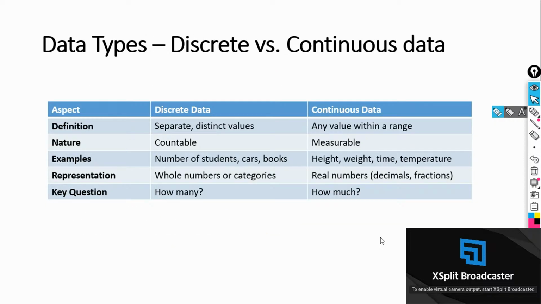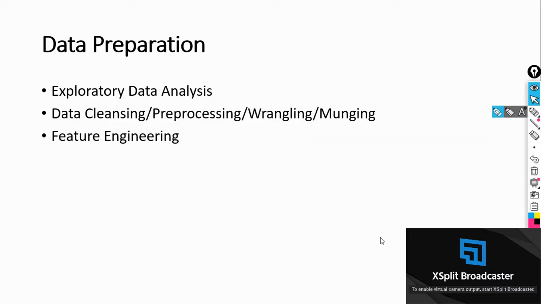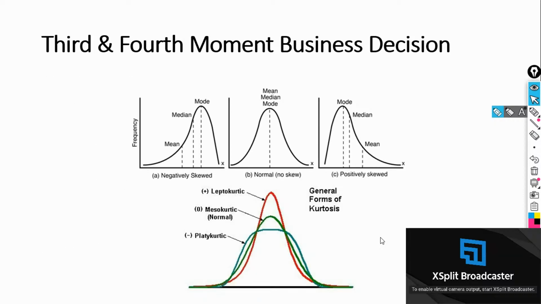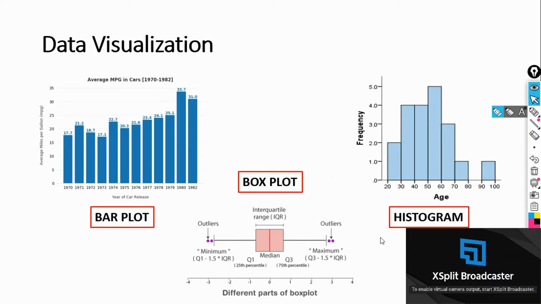Yesterday in the previous class, we started with data visualization under data preparation, the second phase of CRISP-ML(Q). We have in total three sub-phases: one is EDA, the next one is data pre-processing, and the final one is feature engineering.